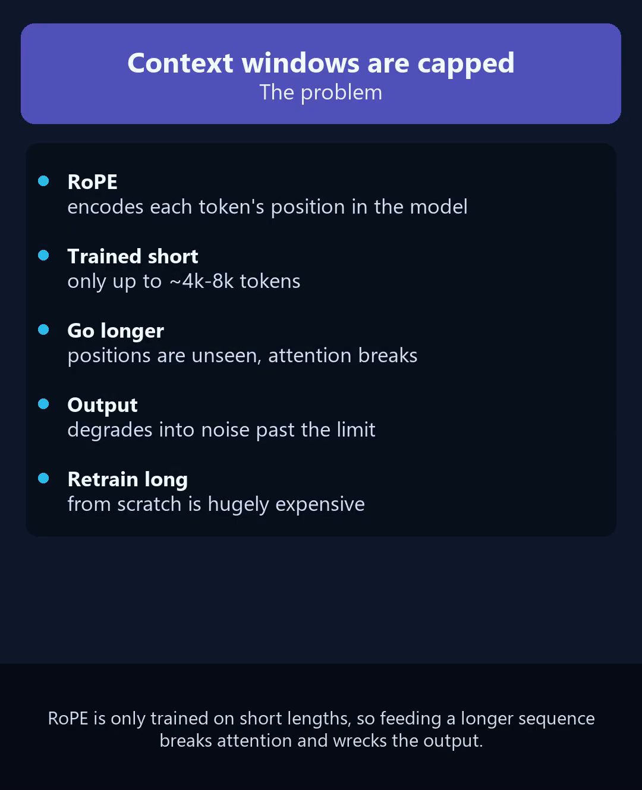Most modern models use rotary position embeddings, or RoPE, to encode where each token sits. But RoPE is only trained up to a fixed length, say 4 or 8,000 tokens. Feed it a longer sequence and the positions fall outside anything it has seen, so attention breaks down and the output turns to noise. Training on longer sequences from scratch is enormously expensive. We need a cheaper way to stretch the window.